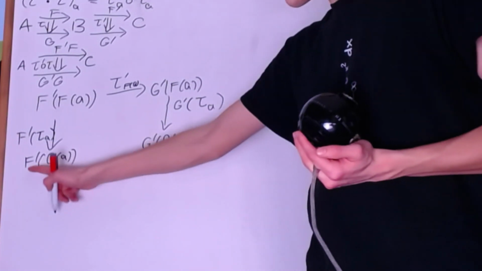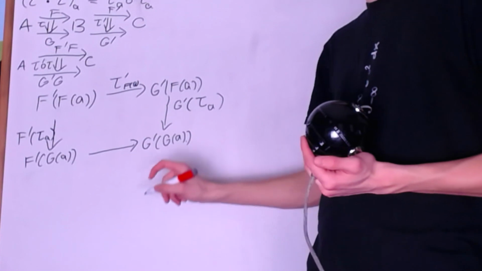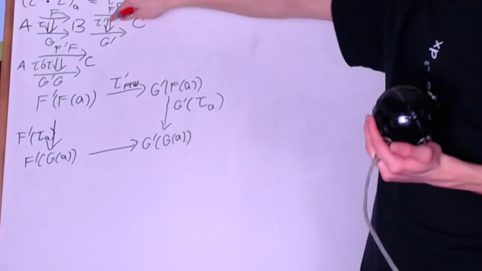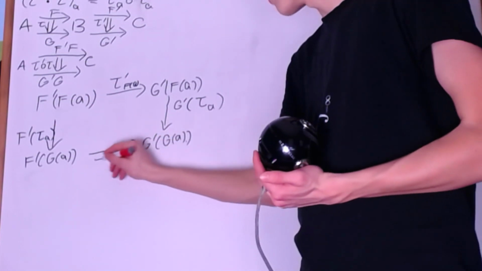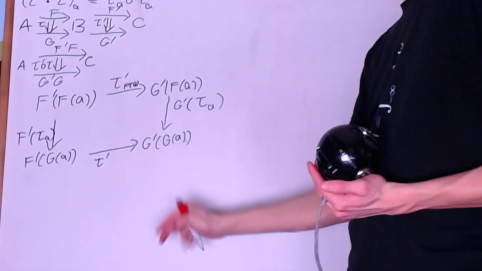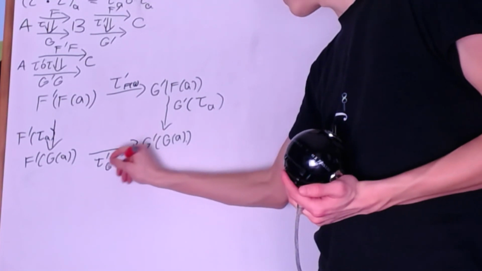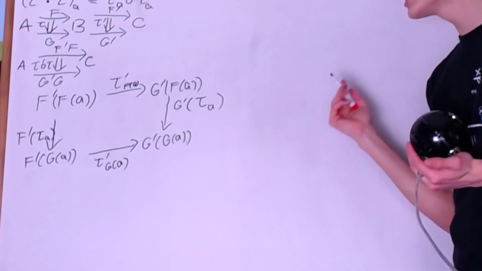And then I have to convert the outside to g prime. So right here, I'd need to use tau prime to convert f prime to g prime. So I'd have tau prime. And I want to keep g of A the same. So I do tau prime at g of A. So this is the diagram.